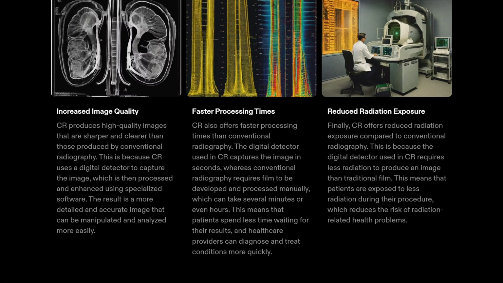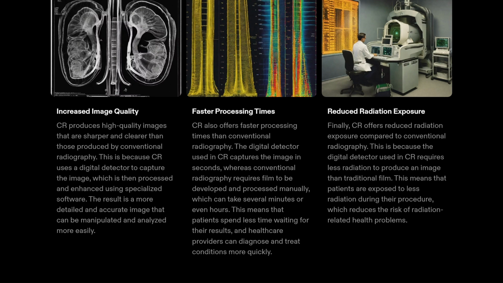Next is faster processing time. Computer radiography also offers faster processing times than conventional radiography. The digital detector used in CR captures the image in seconds, whereas conventional radiography requires the film to be developed and processed manually, which can take up to several minutes or even hours. This means patients spend less time waiting for their results, and healthcare providers can diagnose and treat conditions more quickly.